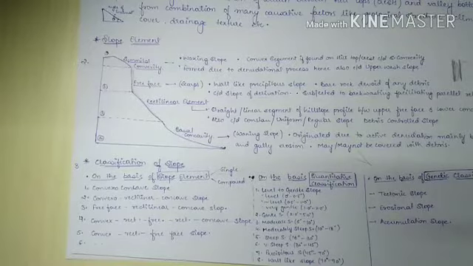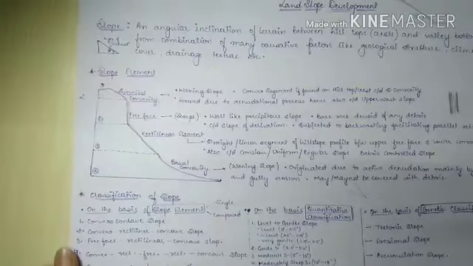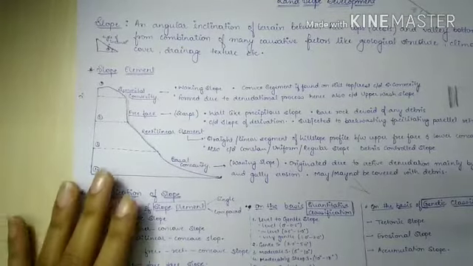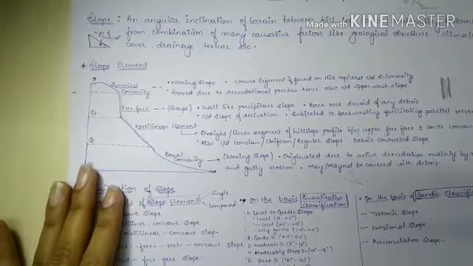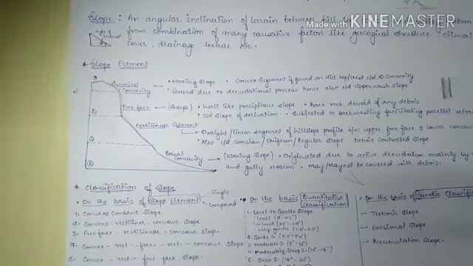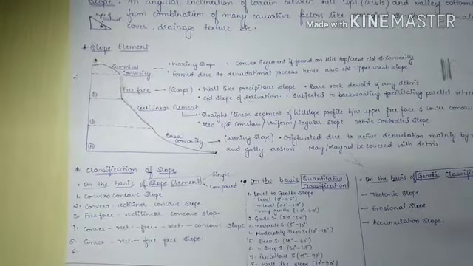Then we have gentle slope, which is from 2 degrees to 5 degrees, and then we have moderate slope, which ranges from 5 to 10 degrees, then moderately steep slope, which ranges from 10 to 18 degrees, then steep slope, which ranges from 18 to 30 degrees, then we have very steep slope, which ranges from 30 to 45 degrees, then we have precipitous slope, which ranges from 45 to 70 degrees, and lastly we have wall slope, which ranges from 70 degrees to 90 degrees.